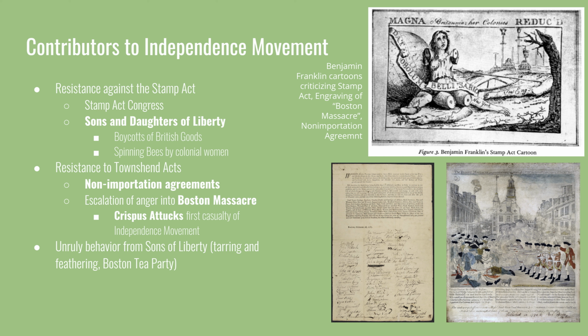Spinning bees by colonial women were meant to create textiles here in the colonies so that they wouldn't have to purchase them from England. England was in the early stages of an industrial revolution that revolved around the textile industry. It relied on its colonial holdings to purchase the finished goods it made. The economic impact of these boycotts and non-importation agreements was strong enough to have Parliament repeal the Stamp Act.